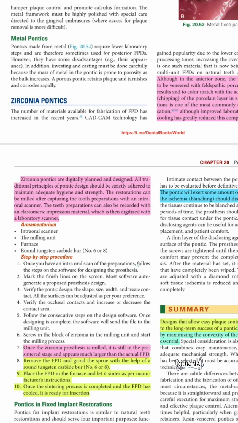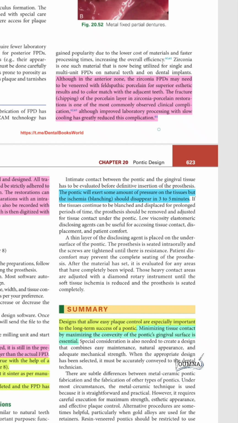As for the zirconia pontics, they can be used either anteriorly or posteriorly, and they show a high strength that makes them capable of tolerating the occlusal forces, but when used for the anterior zone, they must be veneered with a feldspathic porcelain for superior aesthetic results and color match to the adjacent teeth. But fracture of the porcelain layer in the zirconia is the most commonly observed clinical complication, but it is improved by laboratory improvement processes with slow cooling that decrease this complication.